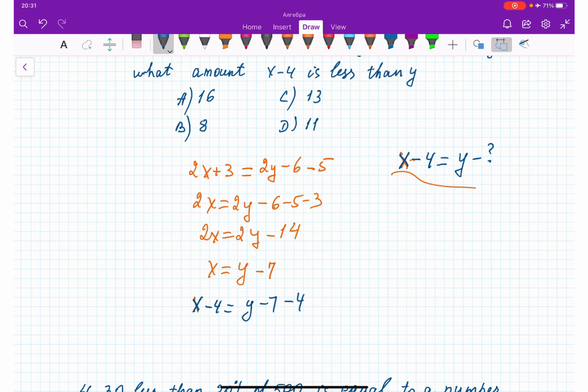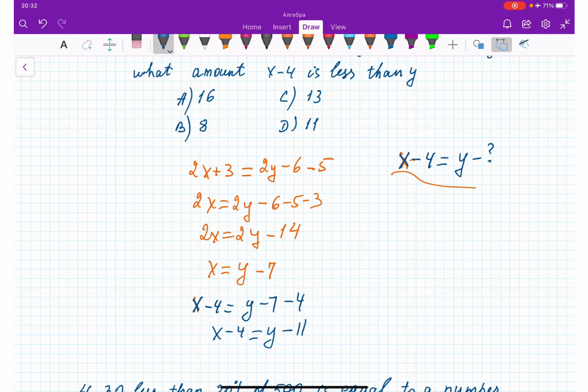And from here, what I will have is x minus 4 equal to y minus 11, all right? Okie dokie. So what did I do here to help you understand?